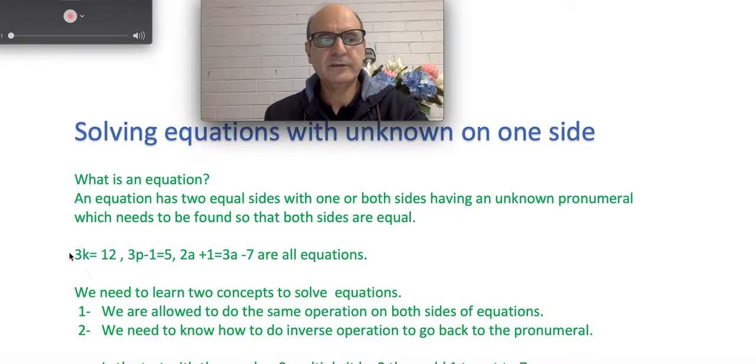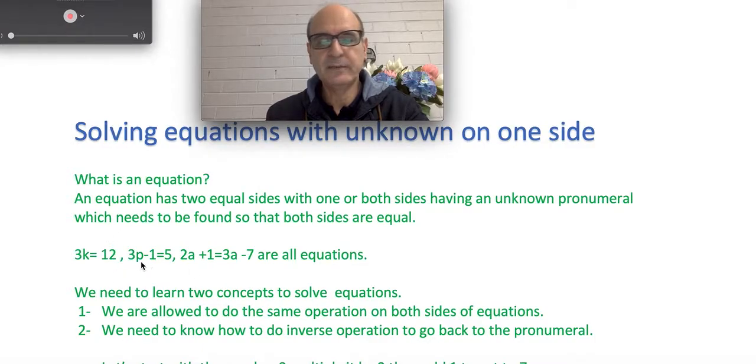For instance, if you consider this equation, 3k equal to 12. So remember, 3k means 3 times k. So what times 3 makes 12? It is 4. So the solution to this equation is 4, because only when k is 4 are these two sides going to be equal.